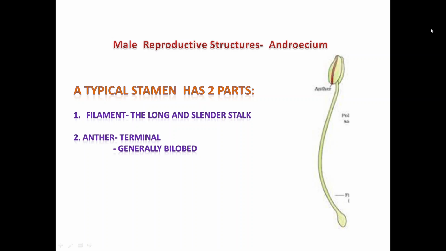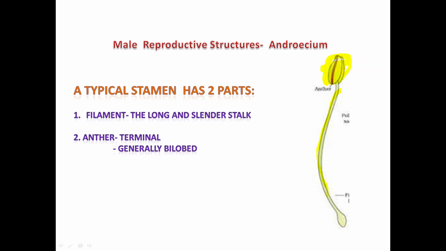Like, we have to talk about the male reproductive structure and the female reproductive structure. First, let's focus on the male reproductive structure. That's also called androecium, or it's also called stamen. A stamen has 2 parts. As you can see here, a stamen has anther and then it has filament. So these are the 2 parts of androecium or stamen.